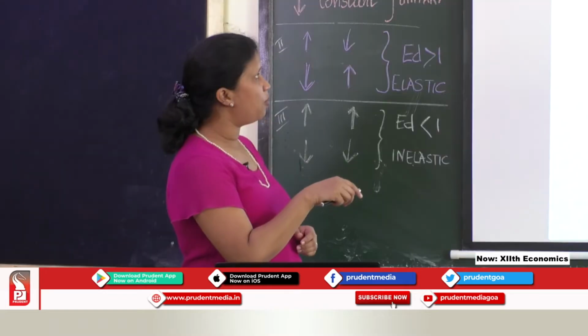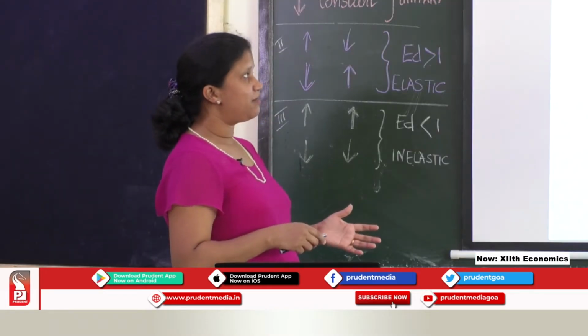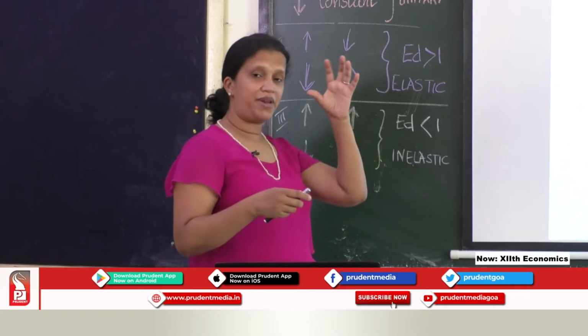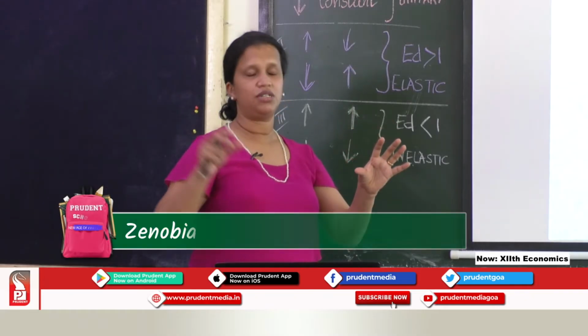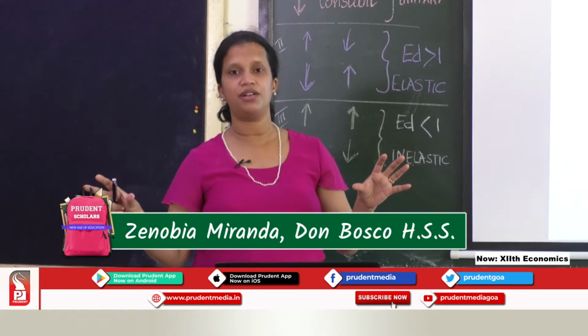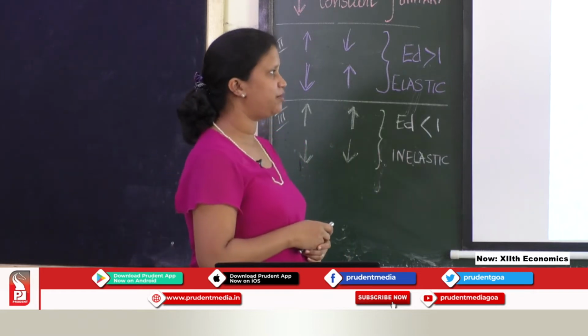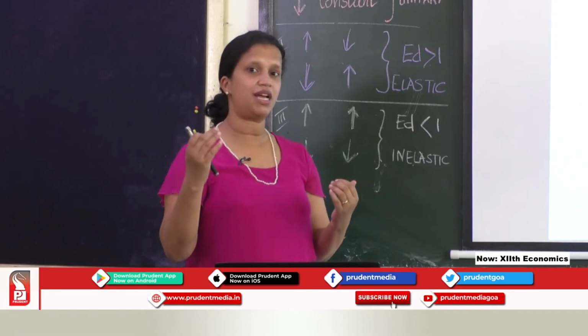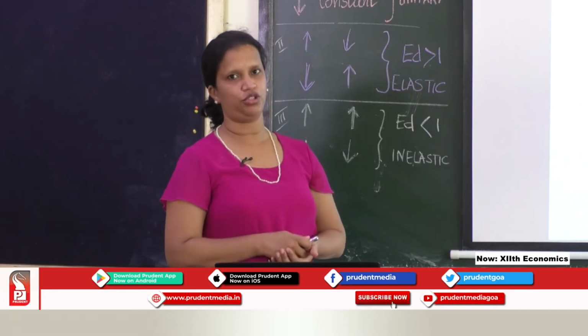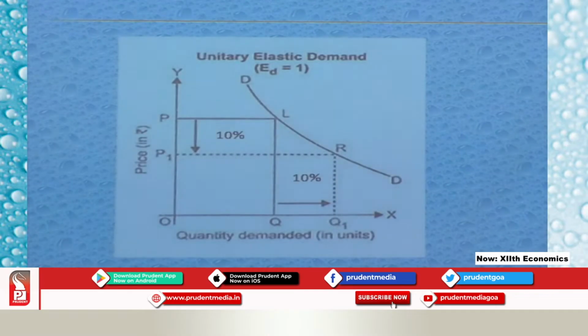Okay? So, now unitary elastic demand tells you what? So, price is changing by a certain amount, quantity demanded is also changing by the same amount. Therefore, ED value will be the same. So, both variables are changing in the same proportion. So, demand is equally sensitive to the change in price.